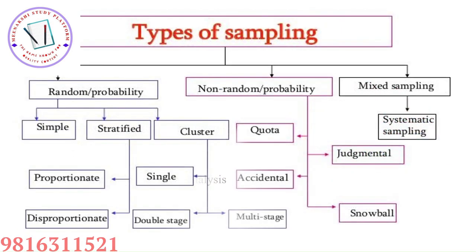There are mainly two types of sampling: probability sampling and non-probability sampling. We will discuss both of these here and the further classification of both as well. In the flowchart you can go through the various types of probability and non-probability sampling.